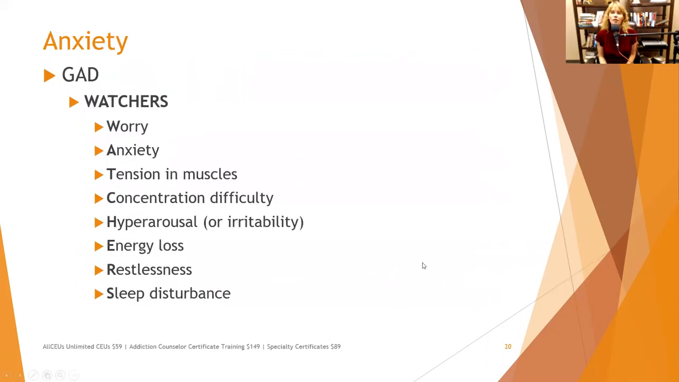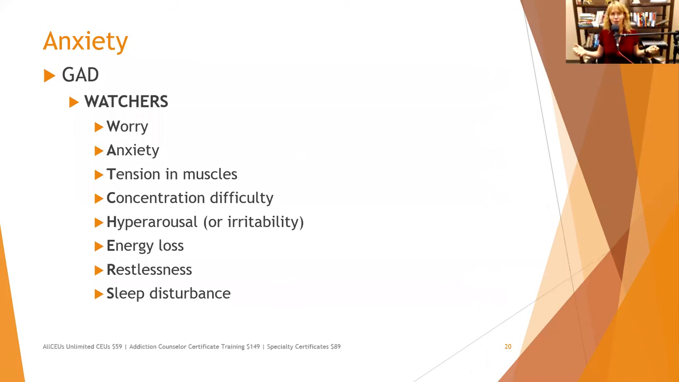Anxiety disorder. Most commonly, you're going to see generalized anxiety disorder. So this is worriers. The person has a lot of worry about a lot of different things, and it feels uncontrollable. They have a lot of anxiety. They worry about their worry, and they're anxious. They feel threatened. Tension in their muscles. Concentration difficulty.